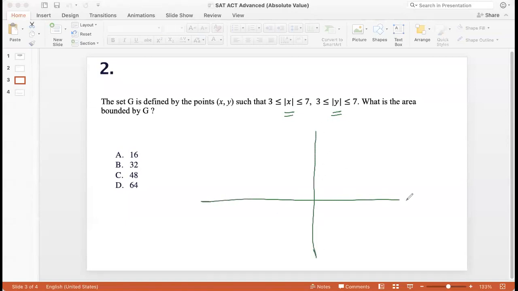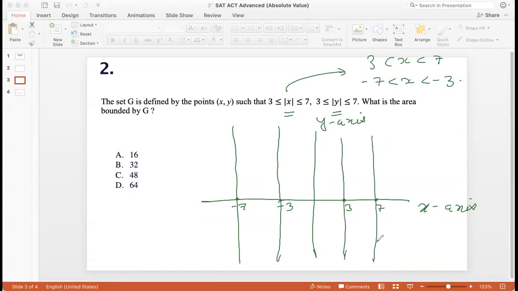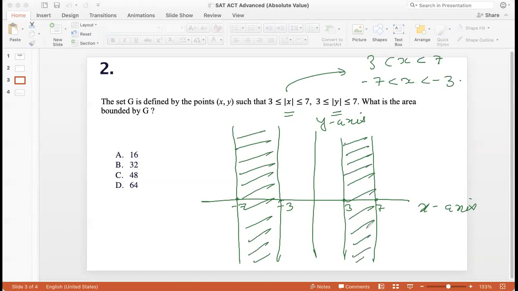Okay, so let's say we have the coordinate plane. This is the x-axis and this is the y-axis. So I can write this as 3 less than x less than 7, and minus 7 less than x less than minus 3, right? Because on the positive side, x would lie between 3 and 7, but on the negative side, it could lie between minus 7 and minus 3. So let's say this is minus 7, this is minus 3, this is 3, and this is 7. So these are the lines that I get, and this shaded region is the solution region for the first inequality.